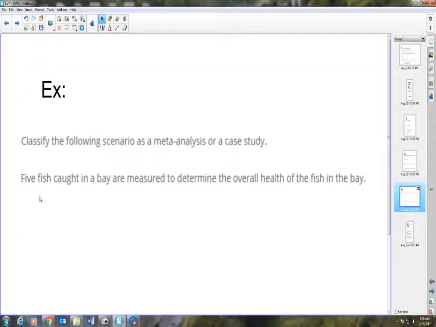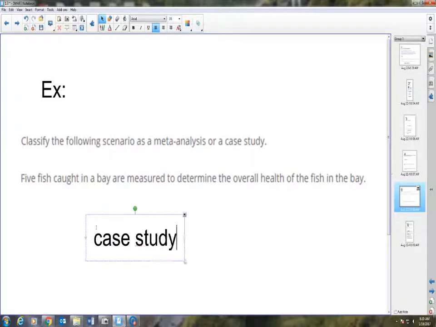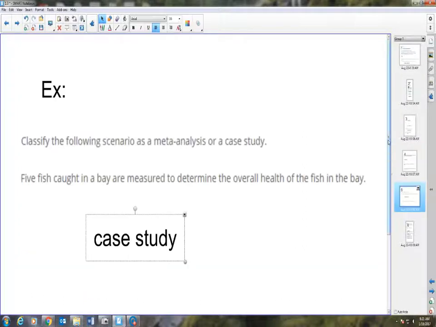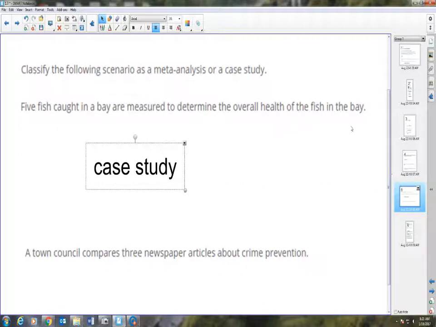All right, let's give this a try. Let's see if it's a meta-analysis or a case study. 5 fish caught in the bay are measured to determine the overall health of the fish in the bay. 5 fish are caught. So this is going to be a case study. Why is it going to be a case study? Because a case study looks at multiple variables that affect a single event. My single event is the health of the fish in the bay, and I'm using 5 particular fish that we caught from the bay.